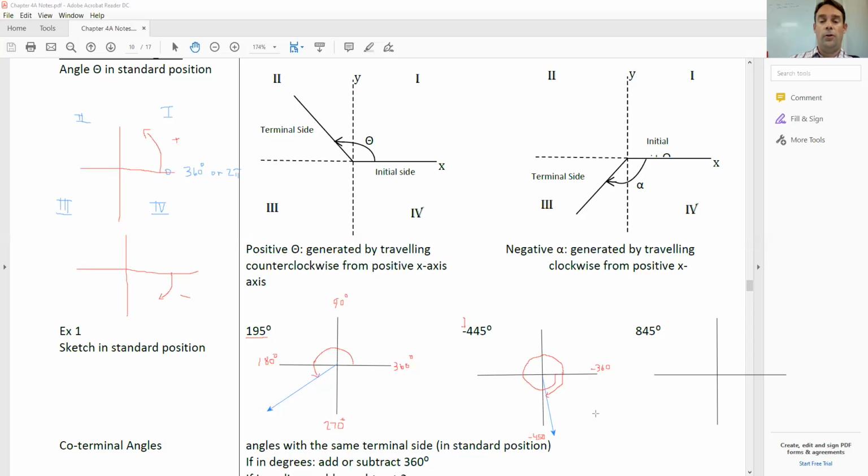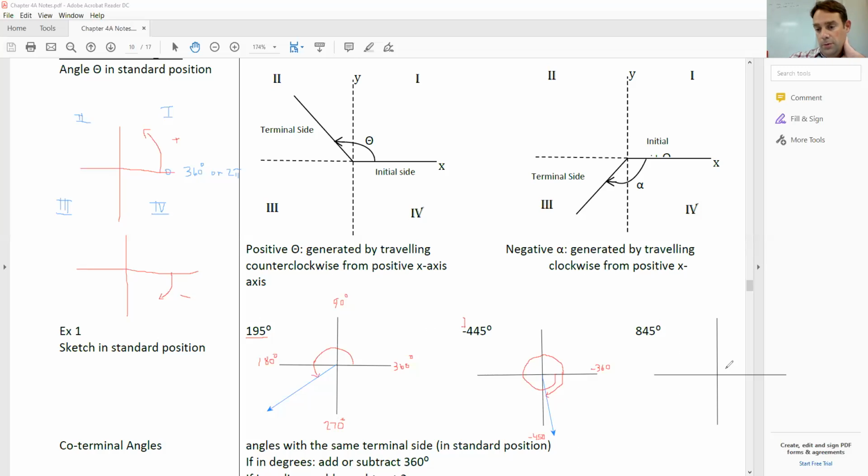So don't think of the negative as a negative value. Think of it more as a direction. A positive angle is going counterclockwise. A negative angle is going clockwise. Think of it more in terms of a direction and not a value. Why don't you pause the video and see if you can't graph 845.